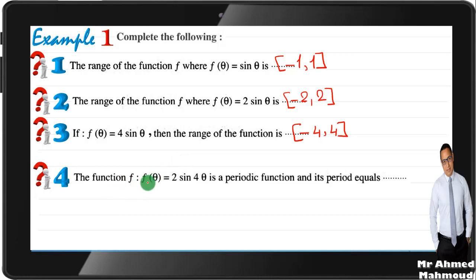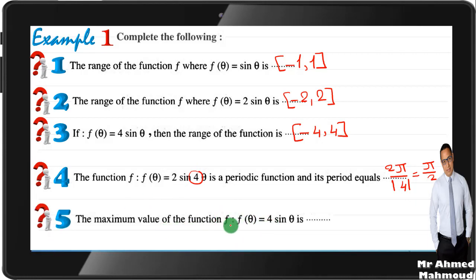F of theta equals 2 sine 4 theta is a periodic function, and its period depends on this number, so it will be 2 pi or 360, it's up to you, over absolute 4. 2 over 4 equals half, so it will be pi over 2. It means that this function completes a whole period every pi over 2, and pi over 2 equals 90 degrees. Every 90 degrees in the graph.